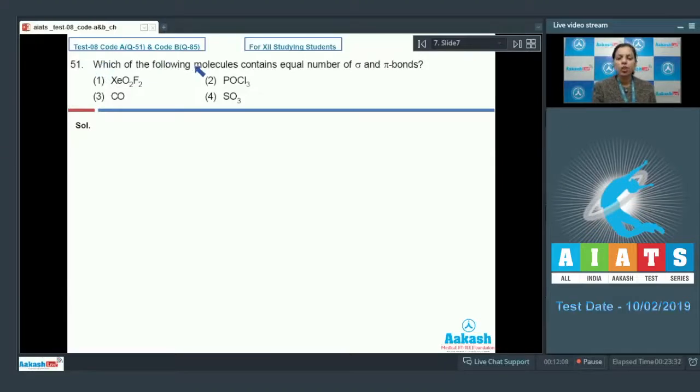Question number 51. Which of the following molecules contains equal number of sigma and pi bonds? We have different compounds given here and we need to just find out their shapes. So first is XeO2F2. I'm just drawing here the shape of this XeO2F2. Now you can clearly observe the number of bonds present here, sigma bond and pi bond.